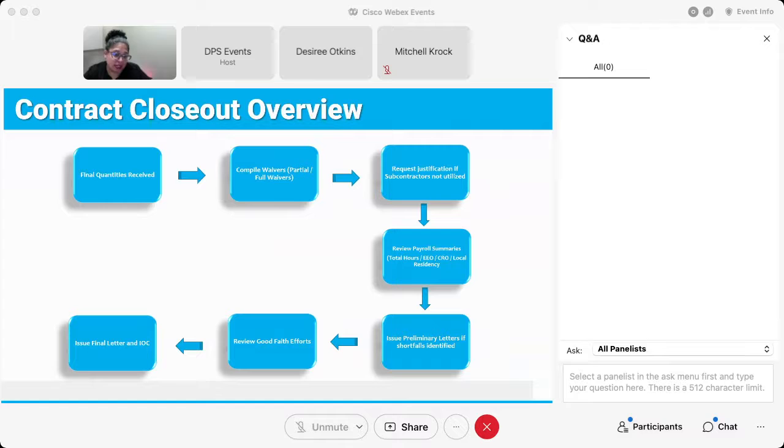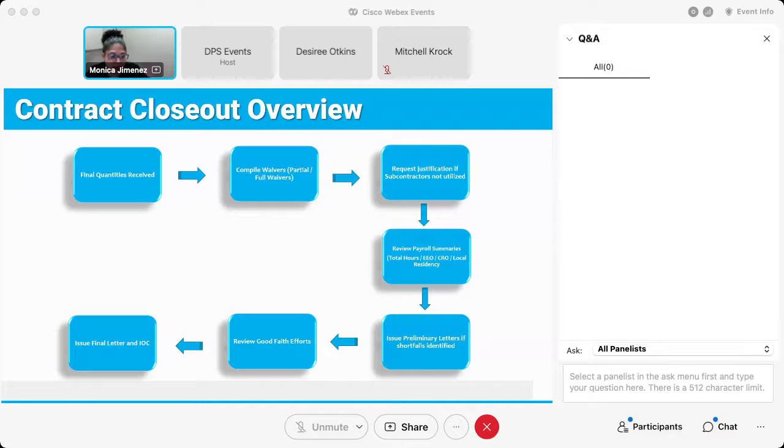The last part of the overall compliance component is the contract closeout. This flow chart will show you that the process begins with the final quantities. Once final quantities have been issued to the prime contractor to confirm, yes, this is the price that we have agreed is the total cost of the project, it is then sent over to the Department of Procurement Services to begin the closeout process.